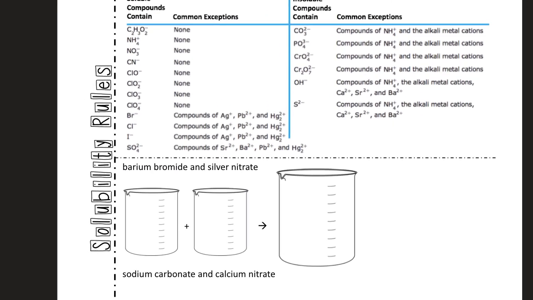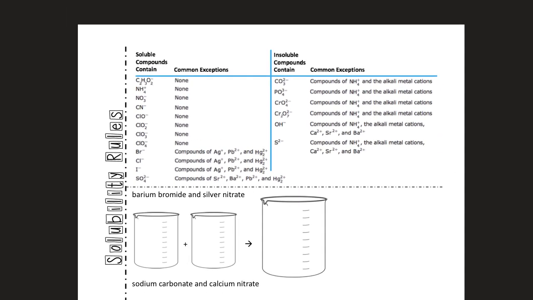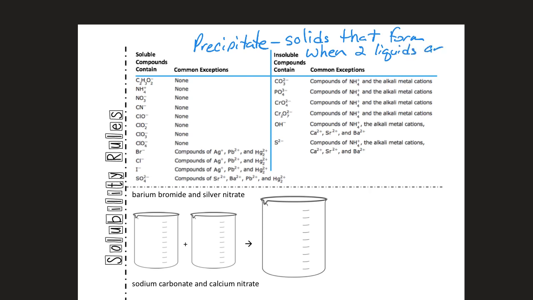The last thing we did is we talked about precipitates. This is a solid that forms, or solids that form, when 2 liquids are mixed. And right here what we've got is a solubility table. You'd never need to have to memorize this, you would always be given it.